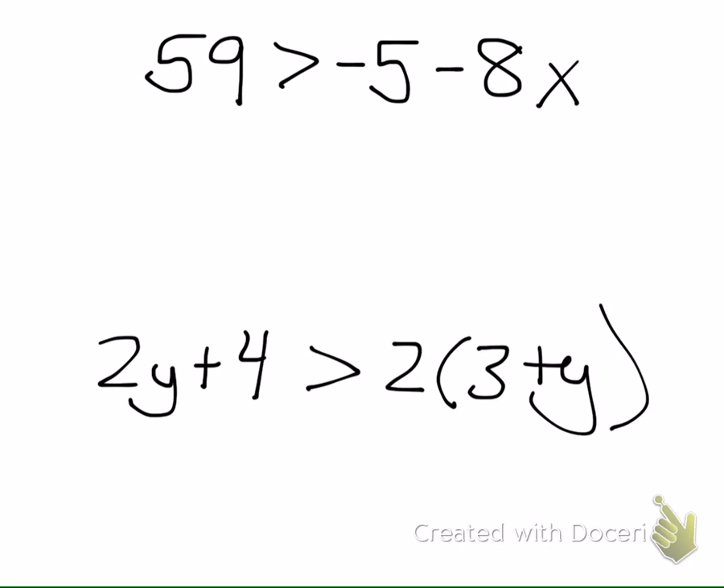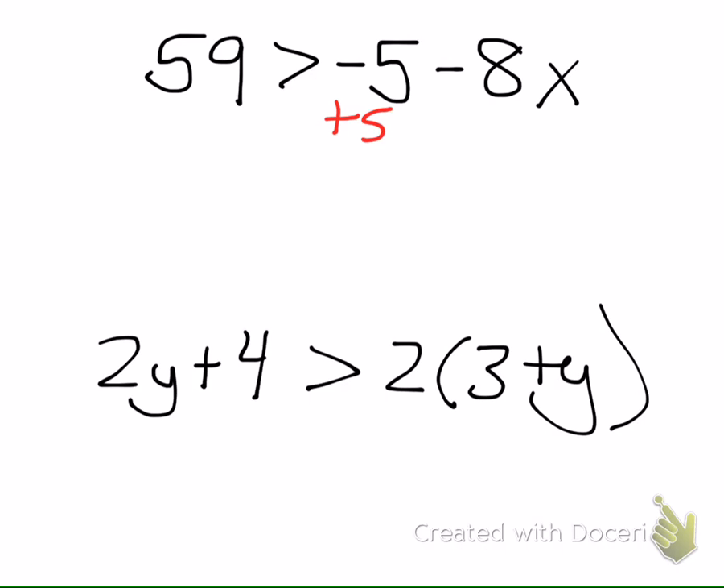So that top one, if you like having your variables on the left side of the inequality, you can always move them over to that side if you'd rather that. But it really doesn't matter. You can leave them on the left or leave them on the right as long as they're by themselves. So if you want to add 8x to both sides to move that over there, you can.